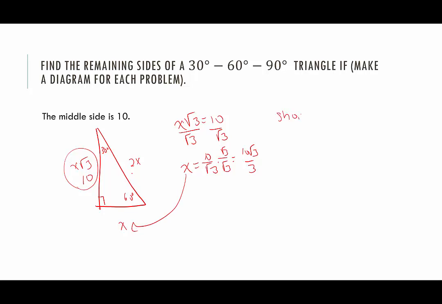So now we know the shortest side is 10 root 3 over 3. To figure out the longest side, we would substitute in what we know for x. And so we would just double what we got for the shortest side, and the longest side, or we could say the hypotenuse, is 20 root 3 over 3. That would be doubling that, right? It would be 2 times 10 root 3 over 3. That would be 2 over 1. 2 times 10 is 20.